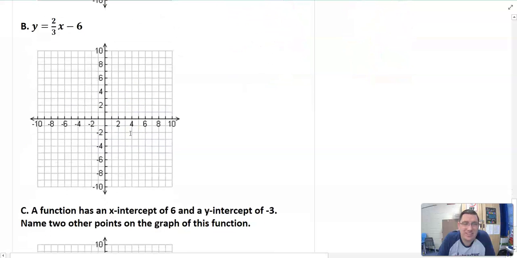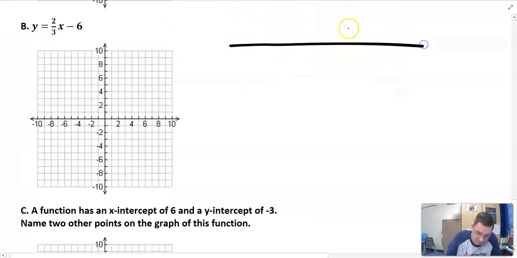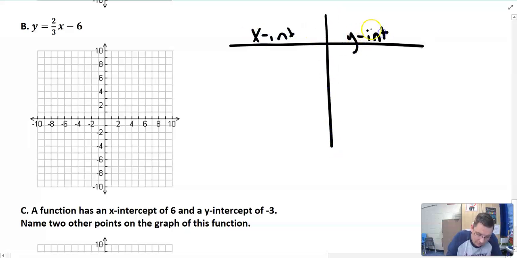Okay, so let's go ahead and look at example B. We see that this one is not written in standard form. Y is equal to 2/3 x minus 6. We can still graph it using our two intercepts. And so we're going to do what we've done before. Set up our table, x-intercept, y-intercept. Remember that the x-intercept is at x, 0. The y-intercept is at 0, y. And so we're going to do it for this function.